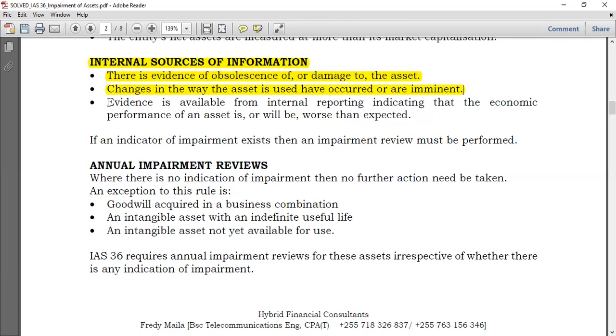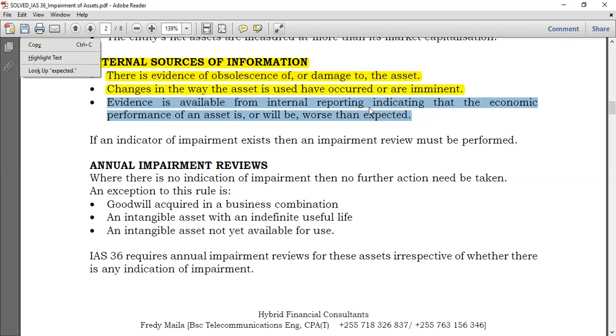But also you're told here that evidence is available from internal reporting indicating that the economic performance of an asset is or will be worse than expected. Maybe you prepared financial statements and, just by analyzing them, you come to the conclusion that the economic performance of the asset is or will be worse than expected. That means the asset's capacity to generate cash flows has fallen. All right, so those are just sources of information.